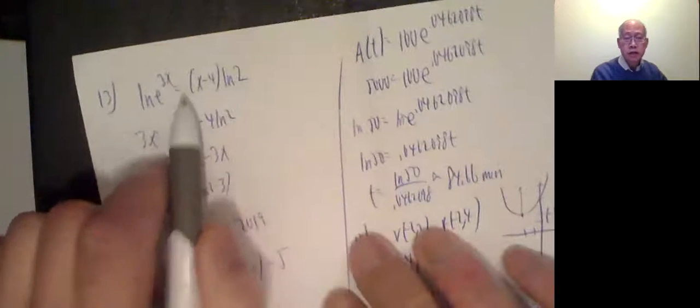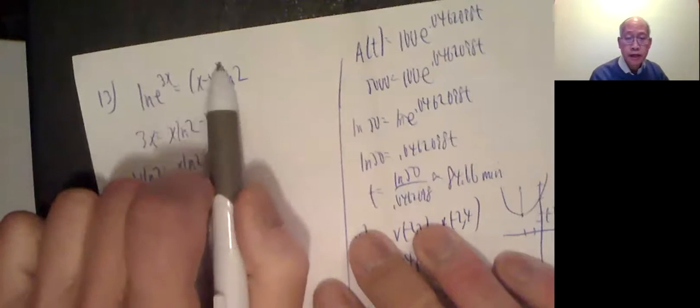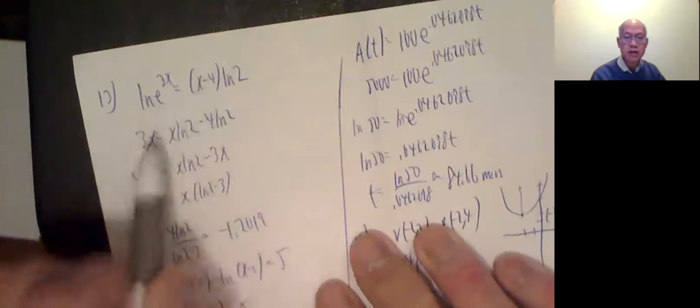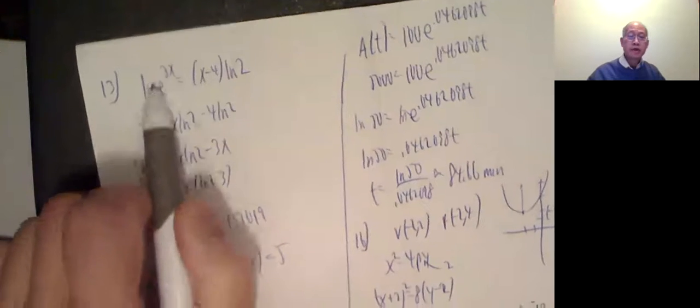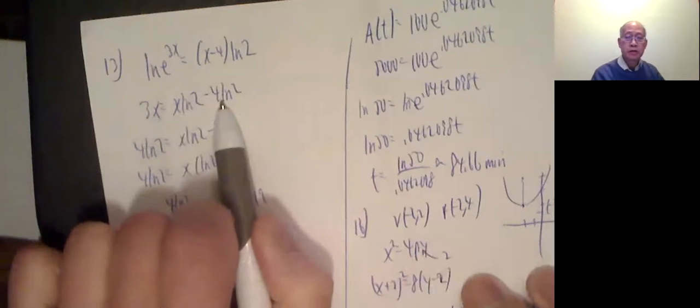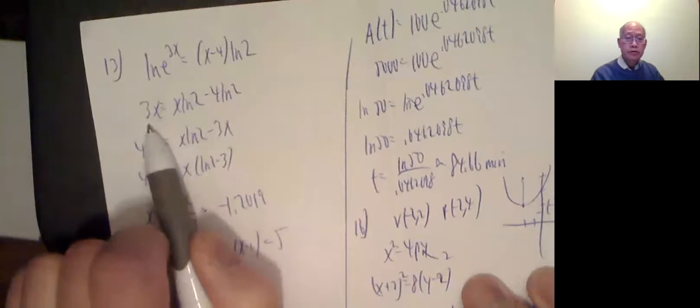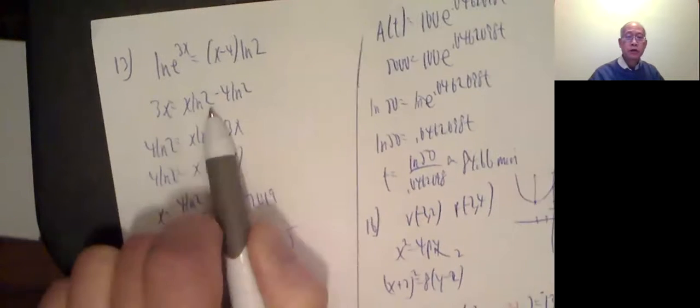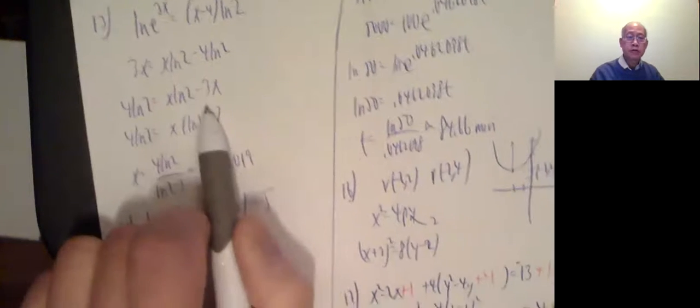Okay, number 13, take the natural log of both sides. So if you take the natural log, x minus 4 comes down in front like this. And ln of e to 3x is just 3x. Distribute x ln 2 minus 4 ln 2. All right, subtract 3x and add 4 ln 2. So add 4 ln 2, subtract 3x.